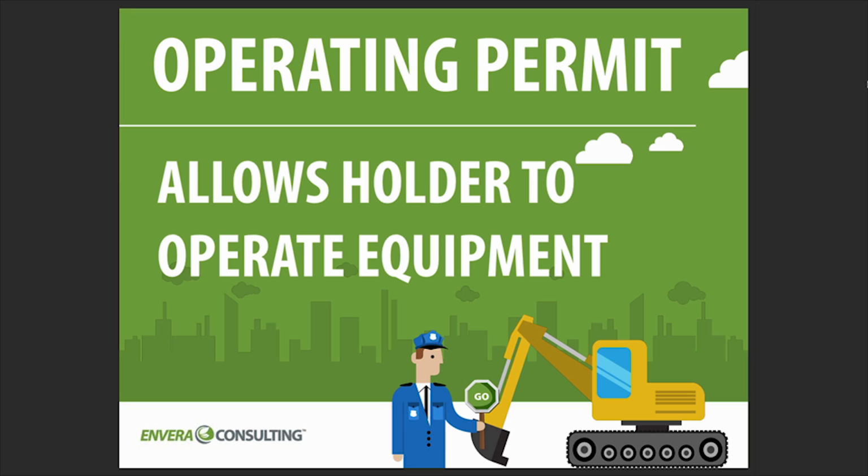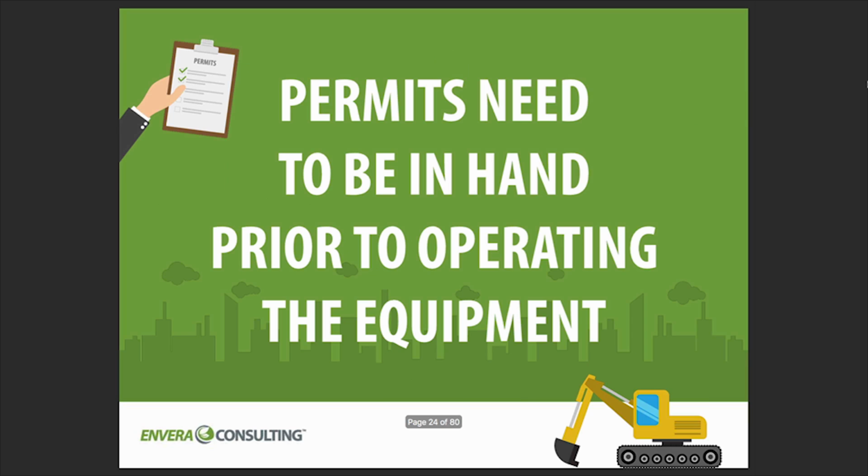So let's look at the second type of permit, and it's called an operating permit. And like I said earlier, the operating permit simply allows the holder to operate a piece of equipment. Now, similar to construction permits, an operating permit must be in hand prior to operating the equipment.